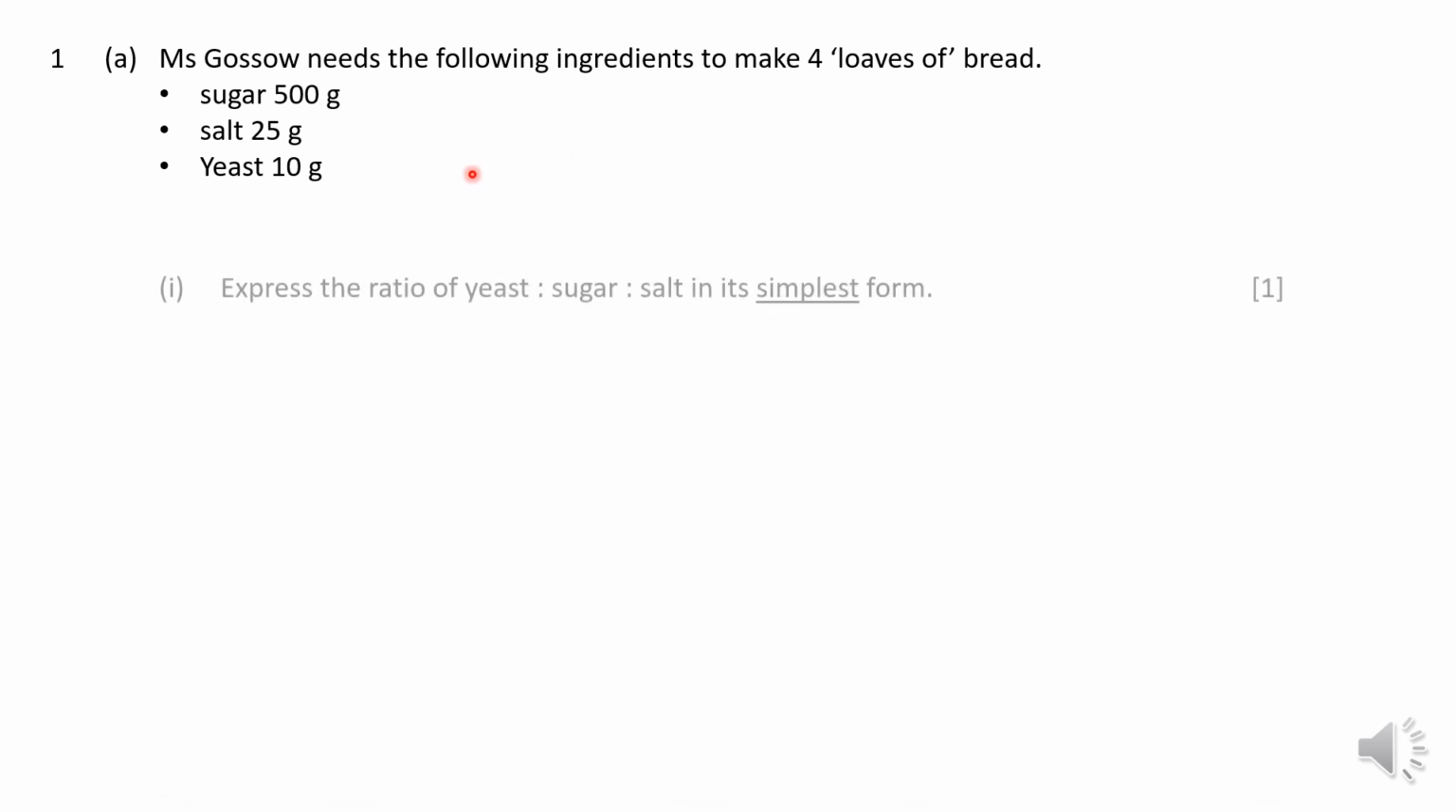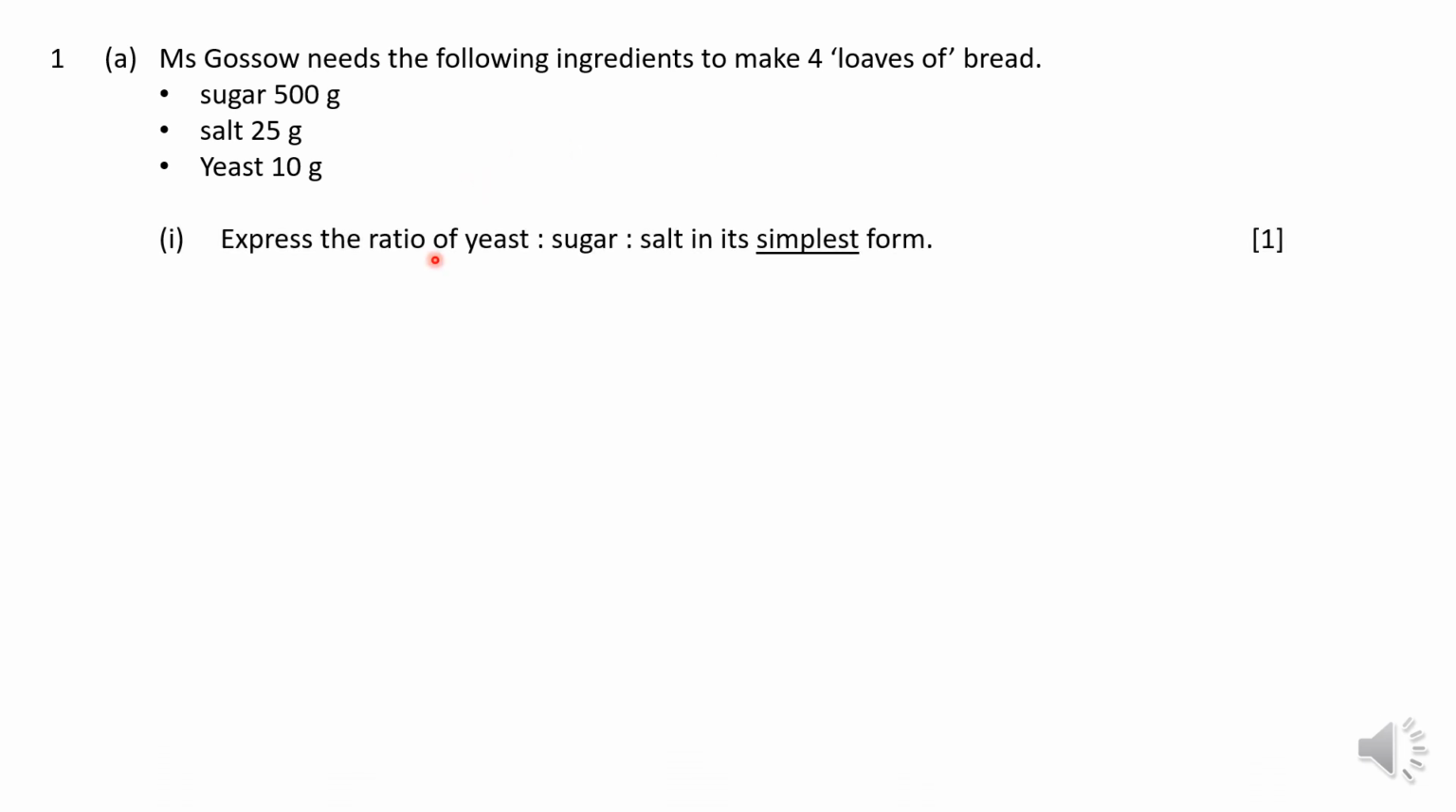Okay, so the question is, you're supposed to express the ratio of yeast to sugar to salt in its simplest form. You have to be a bit careful with this one. Now that is quite straightforward. You write them in that order: yeast, sugar, salt. Don't put the units there. Now 5 is the highest common factor. You divide throughout by 5 and then you end up with 2 to 100 to 5. It's 1 mark. Correct answer only.